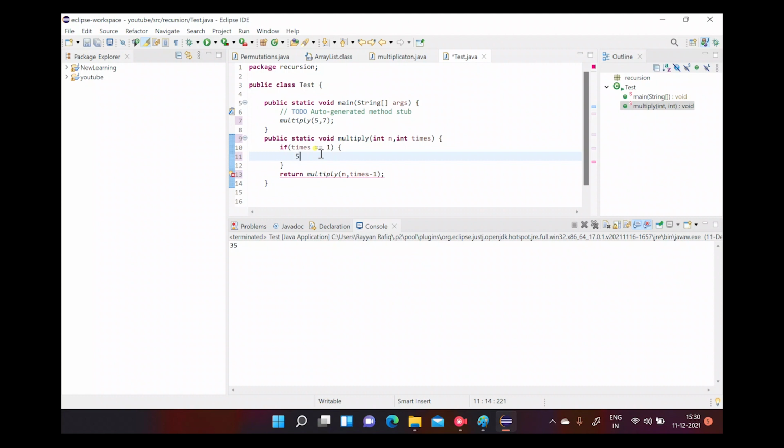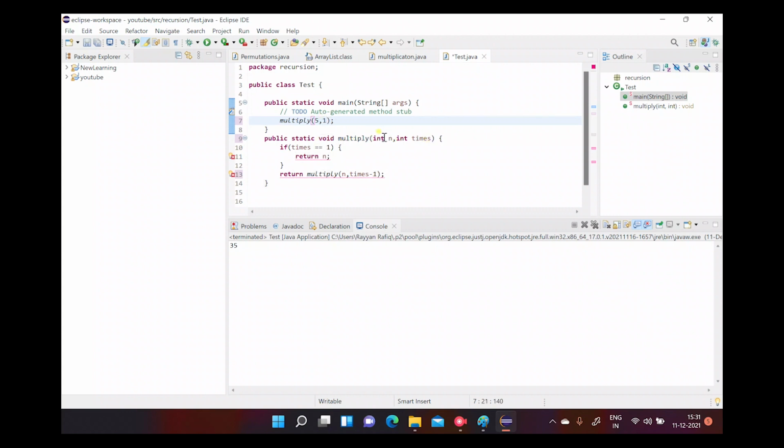So we know that 5 times 1 is always going to be 5, and 6 times 1 is always going to be 6. So any number that is multiplied by 1 would be the number itself. Now if n times 1, what would be the answer for it? It's going to be n itself, right?